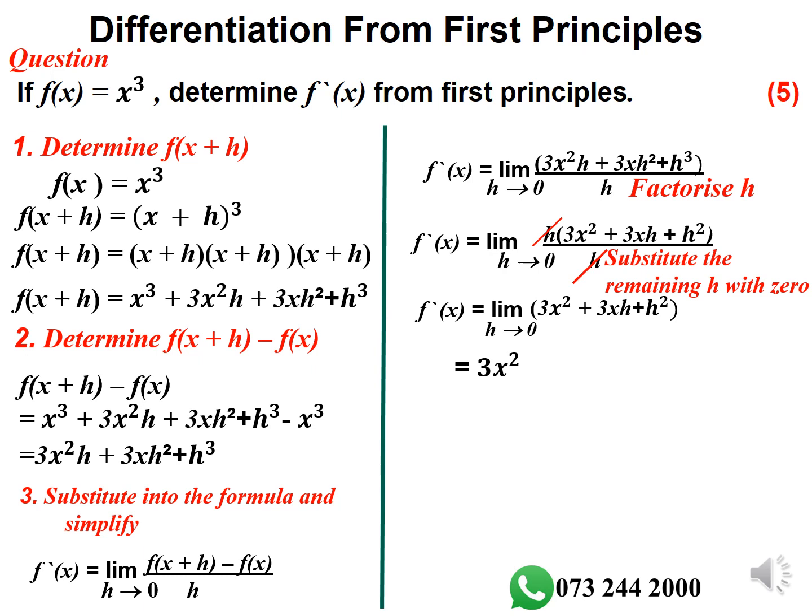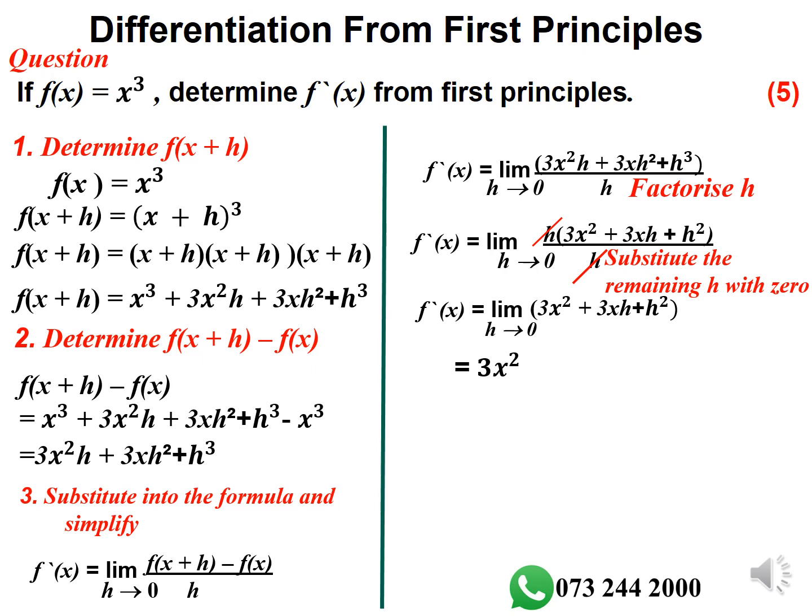So just to quickly determine f of x plus h, that means you are replacing x with x plus h in your expression, and you simplify. Then after that, determine the value of f of x plus h minus f of x. That means in our previous expression, we're simply going to go back there and subtract the original terms of our expression, and then we simplify.